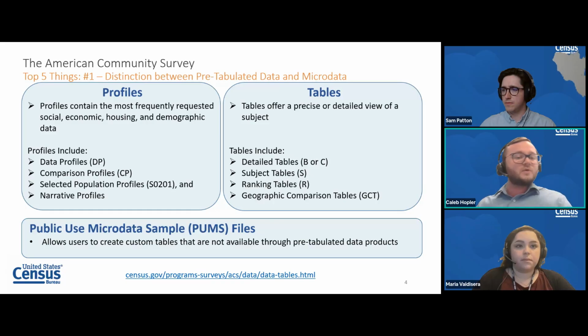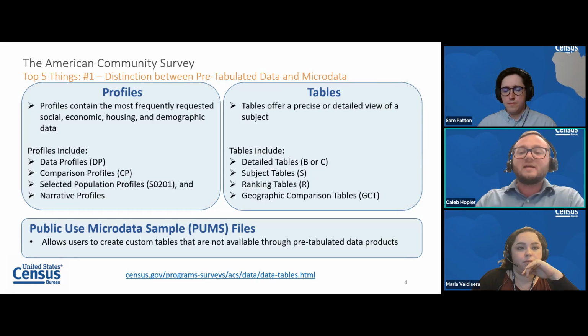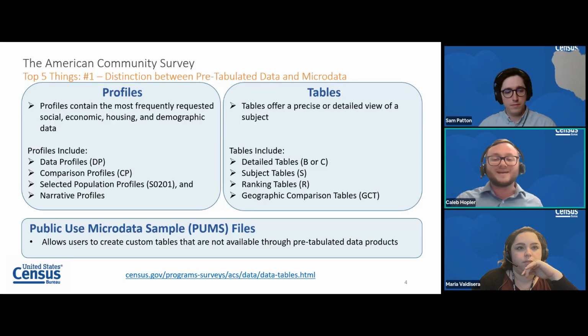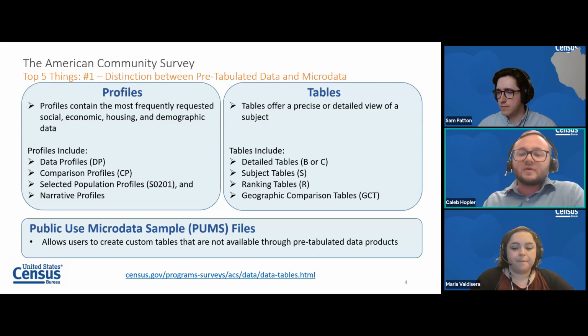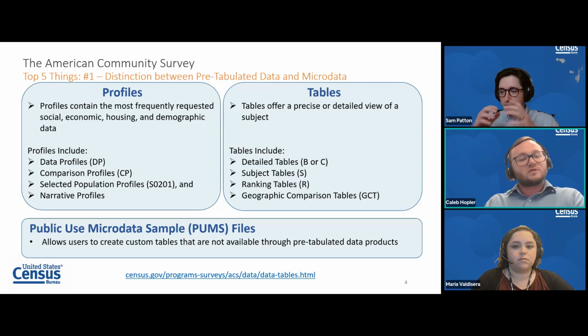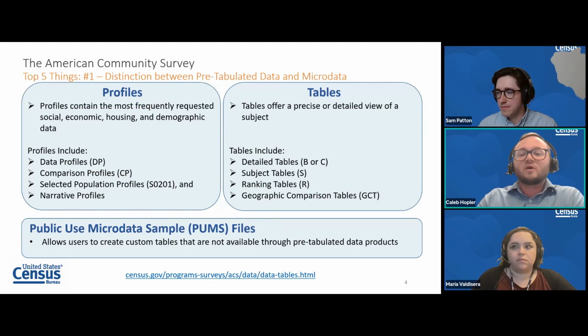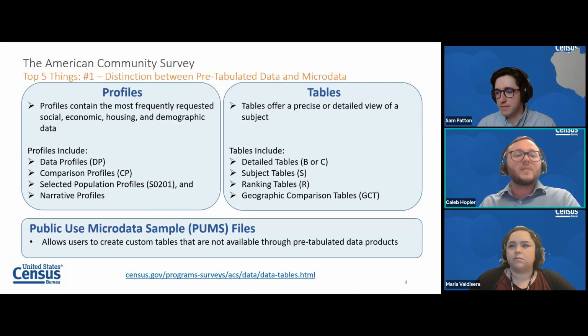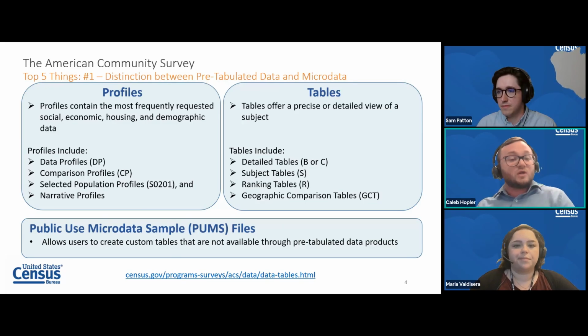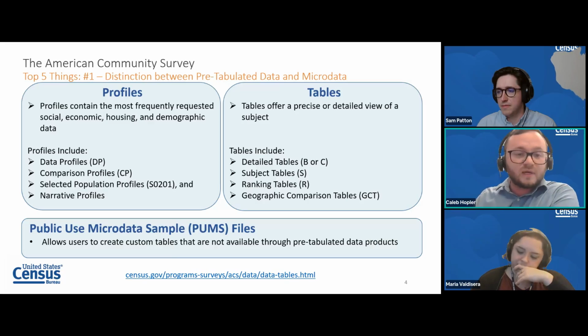So our PUMS, or public use microdata sample files, contain a sample of individual records of people and households that respond to the survey, and of course stripped of all identifying information. But these PUMS files are best for data users with expertise in using statistical packages, and also for if you're not able to find an existing table or profile in the pre-tabulated data. If you don't find something that meets your needs, then you can create a custom table using the PUMS files.